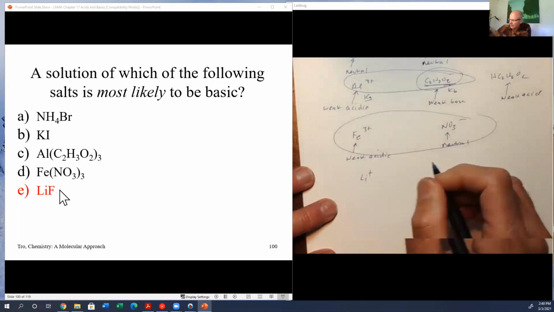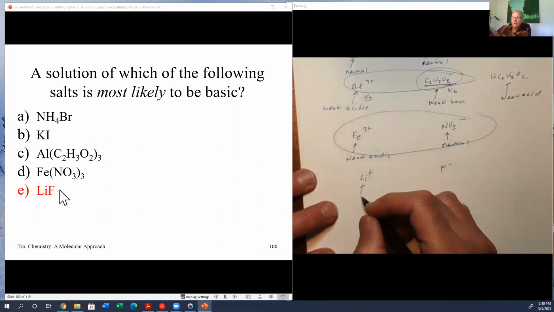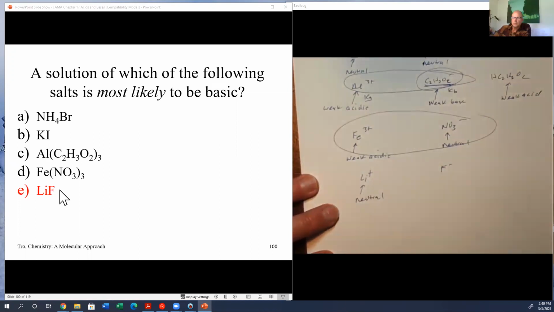Li plus and F minus. What can we say about Li plus? It comes from a strong base, so it is neutral. Right?